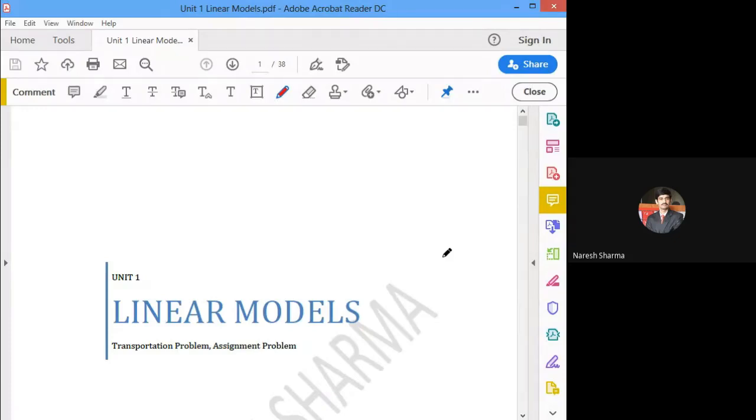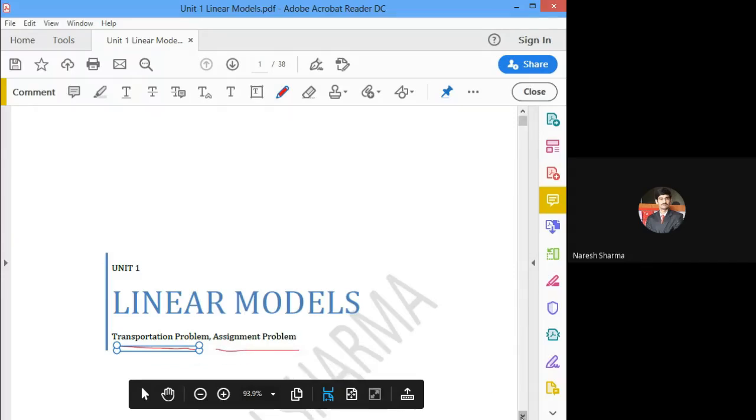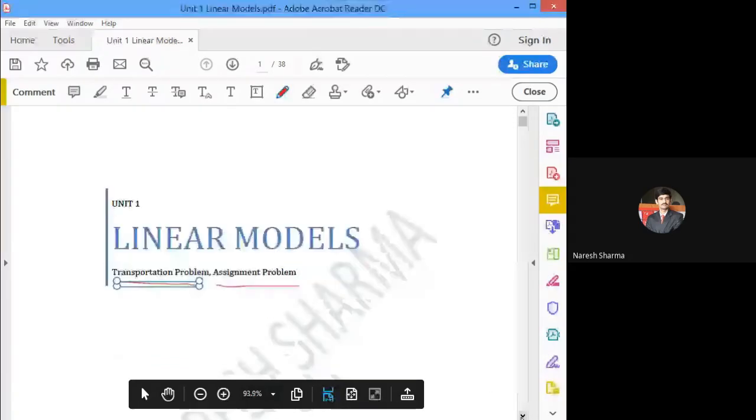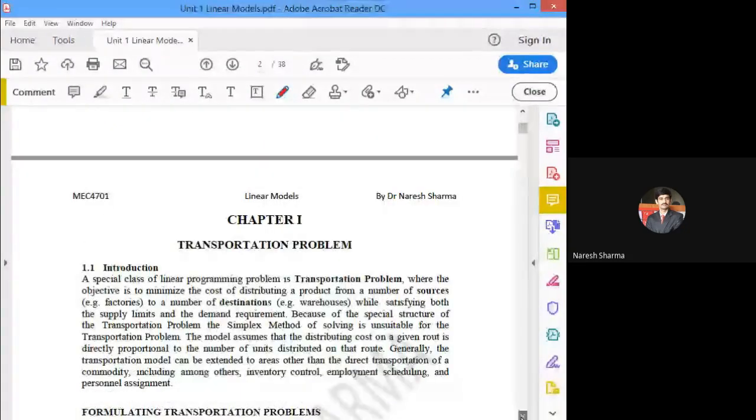The unit is your linear models. So we have two topics in this. One is your transportation problem, another is your assignment problem. So first we start with your transportation model or transportation problem.